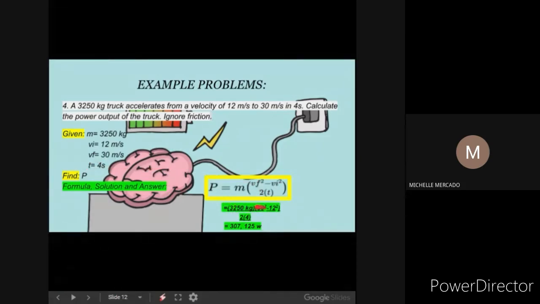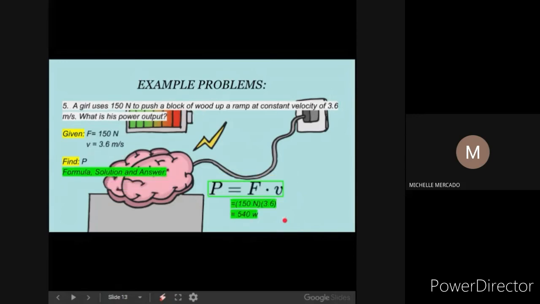Then, the given final velocity. This one. So, 30 meter per second squared minus initial velocity, 12 meter per second. Then, 2 multiplied by the given time. Okay, so 3,250 kilogram multiplied by 30 meter per second squared minus 12 meter per second squared, divided by 8, the answer will be 307,125 watts. Okay, next.